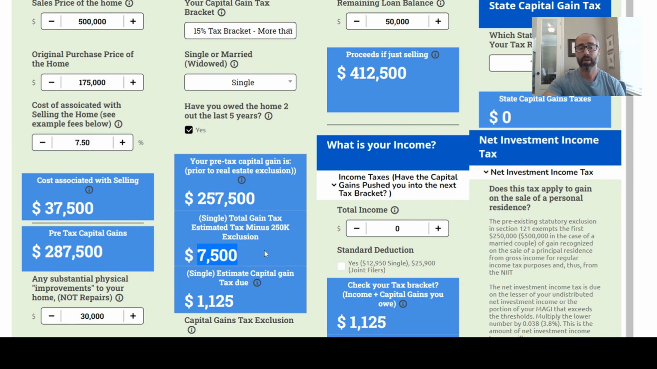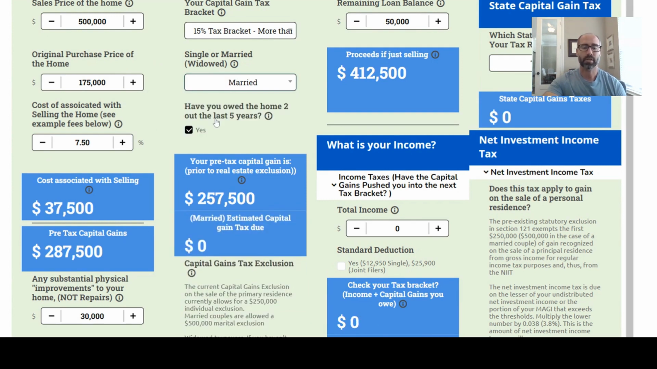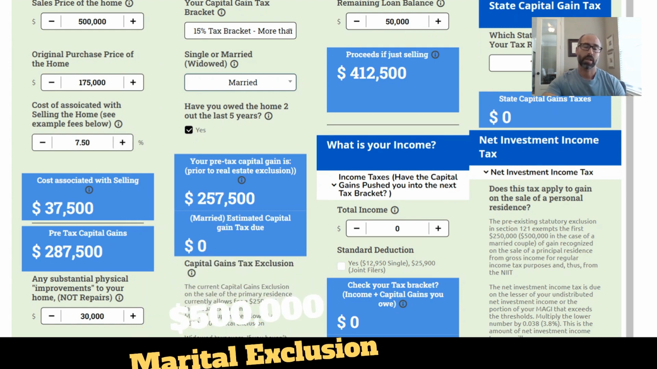Okay, so we took off our 250. All right, with 7,500 would be our tax, and then that's at 15%. So then it's $1,100 that we would owe when we sold the home. In this scenario, if we were married, we actually get a $500,000 exclusion, and we don't actually have any capital gains on our primary residence sale. So that's the cool thing about that.